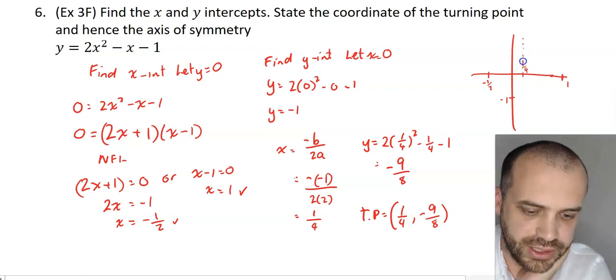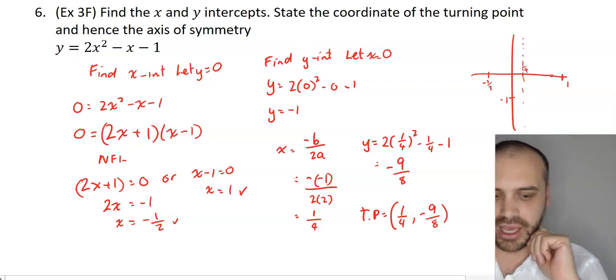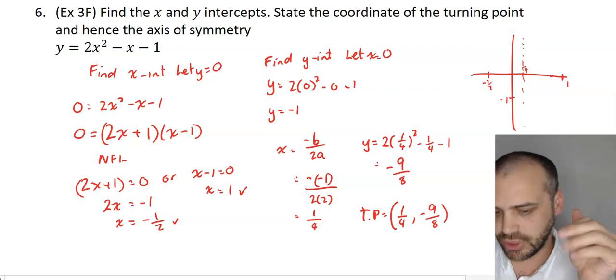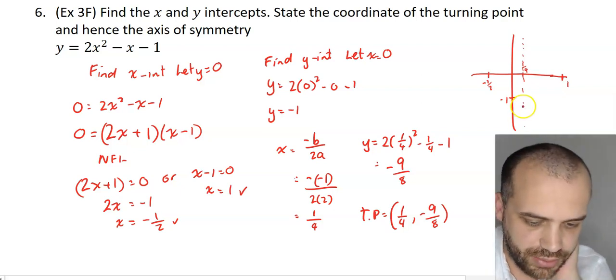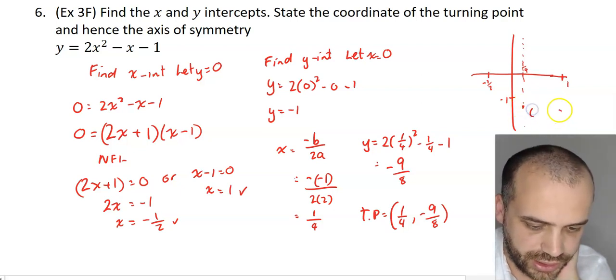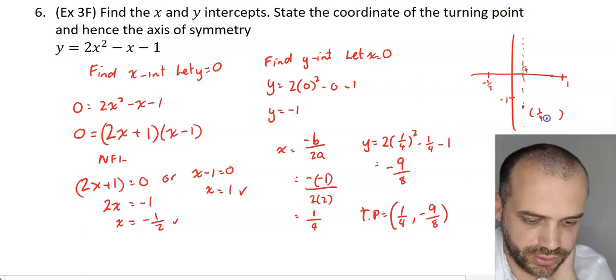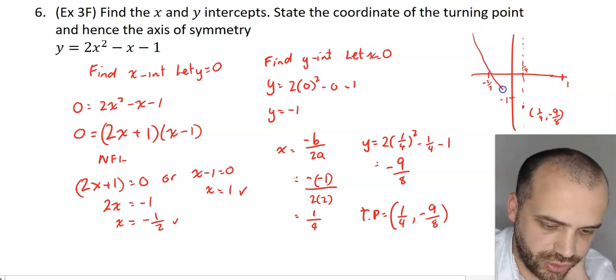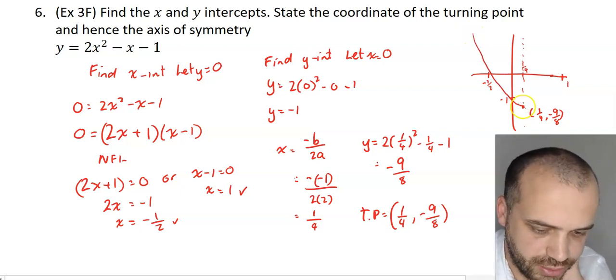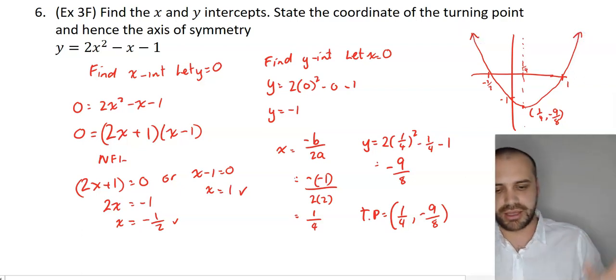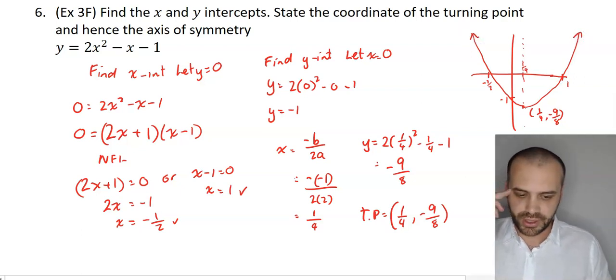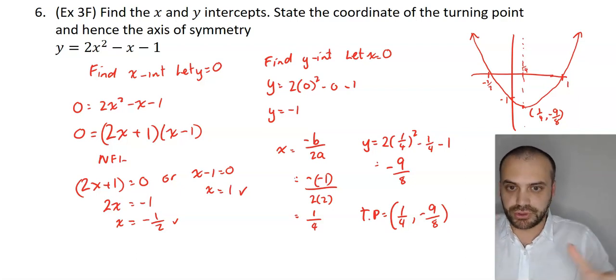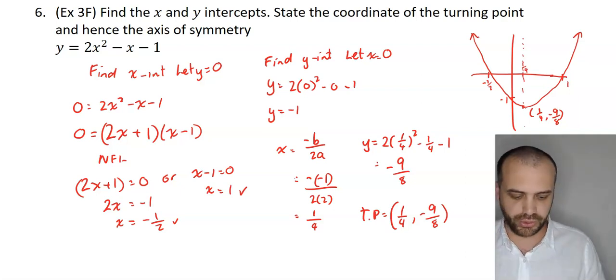That's also our axis of symmetry. And -9/8, which is a little below -1. So maybe like here-ish. And I can label that up, 1/4, -9/8. And then do my best to draw a nice, smooth quadratic. It's not great, but it's pretty okay. Alright, that is the full worked solution to all of those questions.